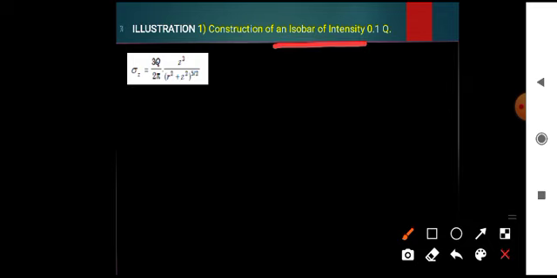Now, in this particular session, I will discuss the construction of an isobar. We will take one illustration here and try to understand how an isobar of intensity 0.1 q can be drawn by applying the Boussinesq equation. The Boussinesq equation is written over there: sigma z is equal to 3q divided by 2 pi into z cube divided by (r square plus z square) to the power of 5 by 2.